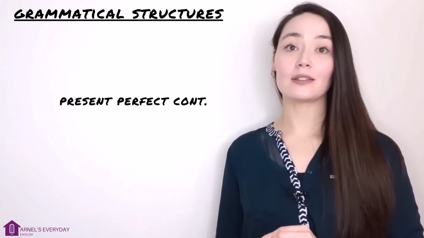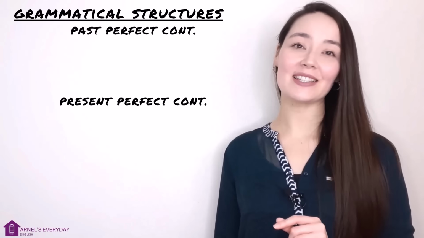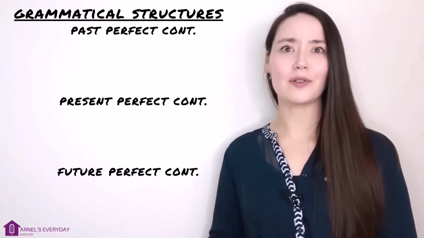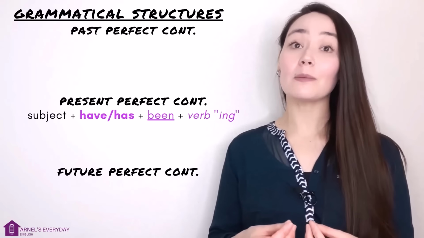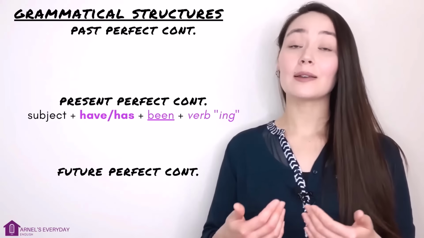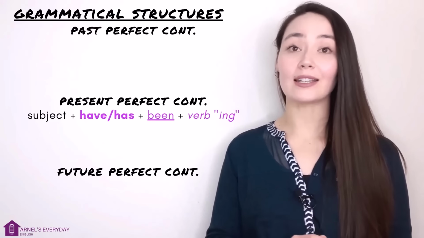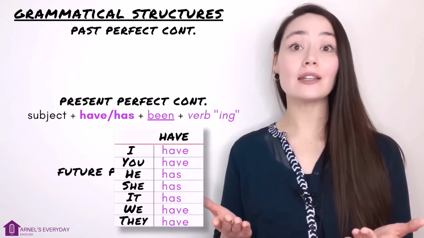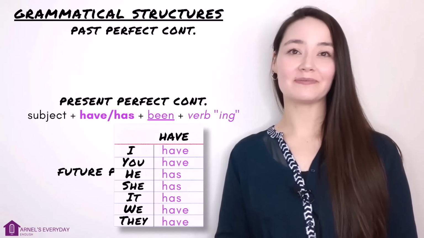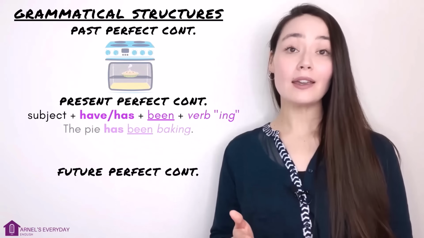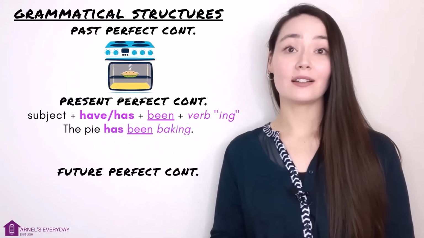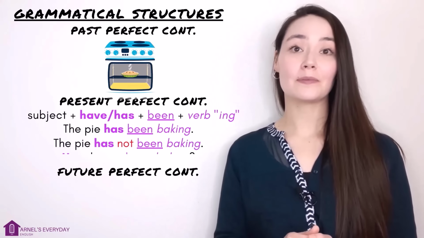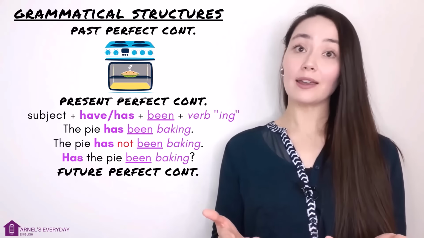Present perfect continuous, past perfect continuous, future perfect continuous. Present perfect continuous: subject, have or has, been plus verb ing. Remember to choose have or has depending on your subject. The pie has been baking. Negative, the pie has not been baking. Question, has the pie been baking?